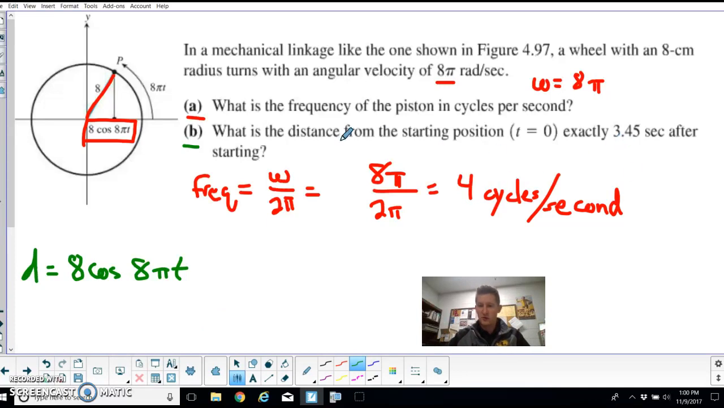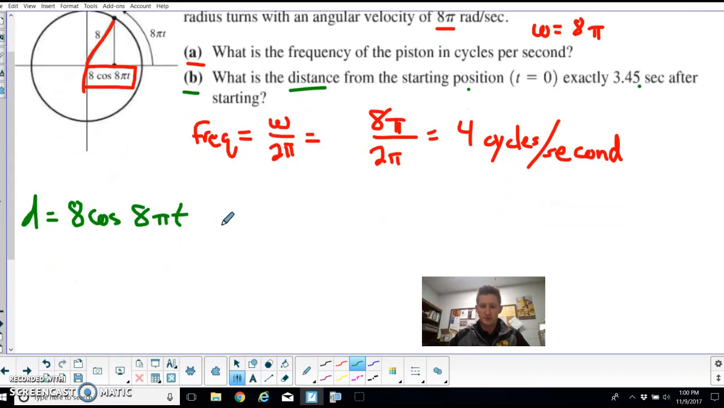So what we're going to do, figure out the distance from the starting position to that position. What I'm going to do is figure out where I am at 3.45 seconds. Meaning if I plug in 3.45 in that function, what am I going to get? So I put d of 3.45, that's what I mean. I'm going to plug in 3.45 into this function for t. And then I'm going to subtract the d of 0, meaning where were we when we started? Okay, what is the position at time t equals 0?